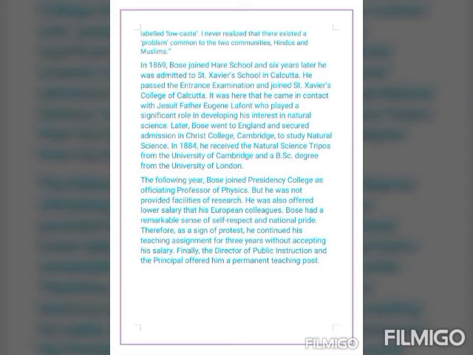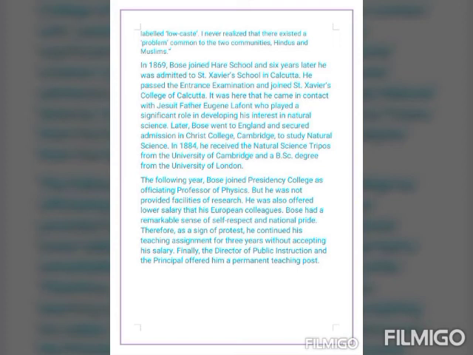So this is the school life or the educational life of Sir Jagadish Chandra Bose. In 1869, Bose joined Hare School, and 6 years later he was admitted to St. Xavier's School in Calcutta. He passed the entrance examination and joined St. Xavier's College of Calcutta. It was here that he came in contact with Jesuit father Eugene Lafont, who played a significant role in developing his interest in natural science.